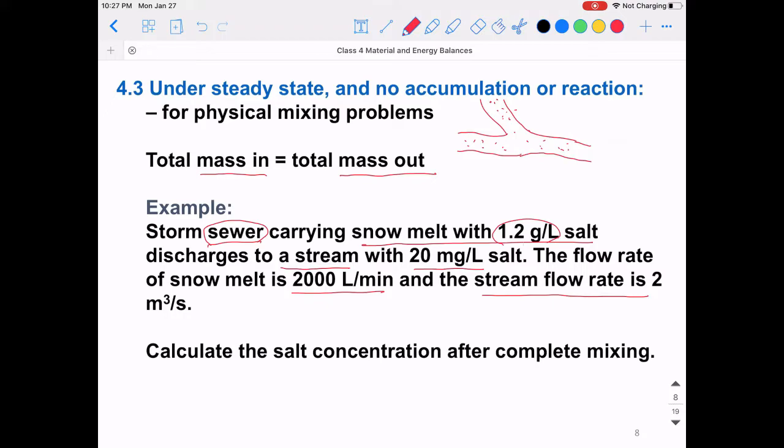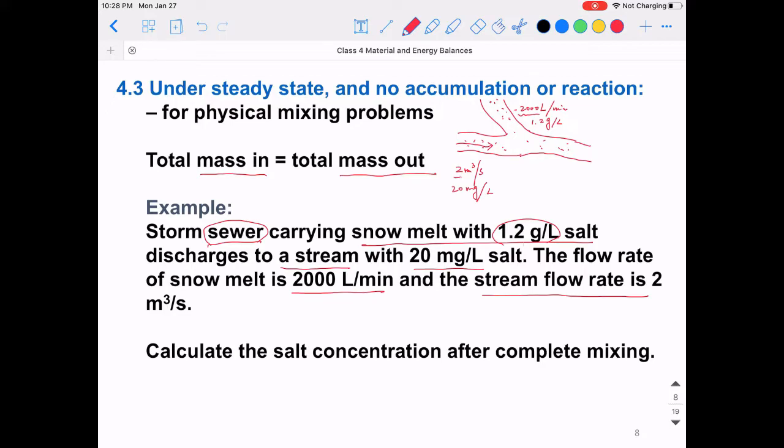So similarly, if we can draw a schematic diagram of this system, we know that it's composed of a mainstream, right? The mainstream is at a flow rate of 2 meter cube per second. It also has a concentration of 20 milligram per liter. And the snowmelt is at a flow rate of 2,000 liter per minute, and at a concentration of 1.2 gram per liter. So we have to pay attention to these units here, because there are quite drastic differences in these numbers.